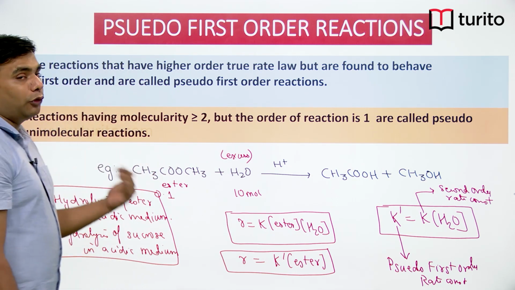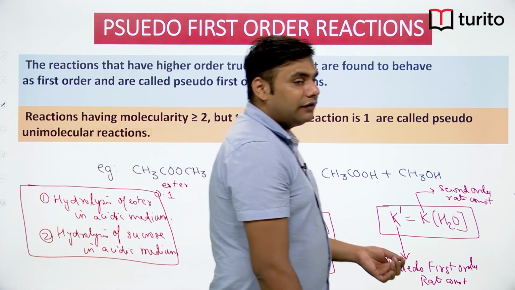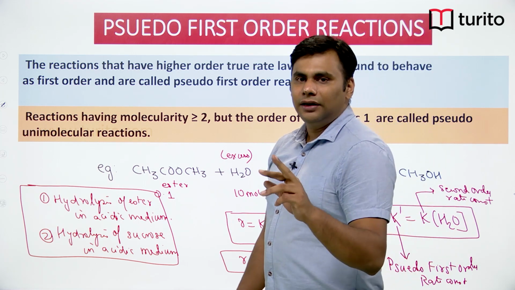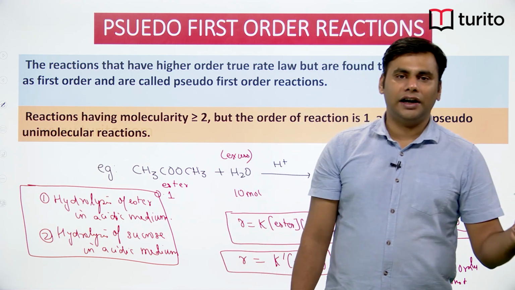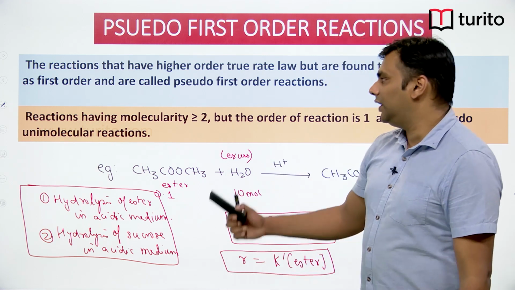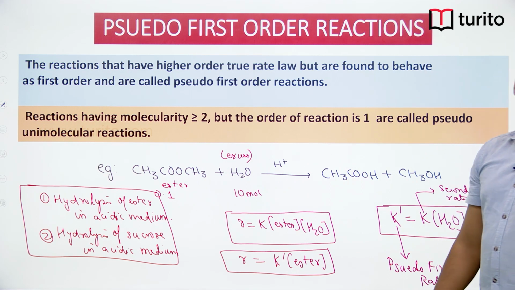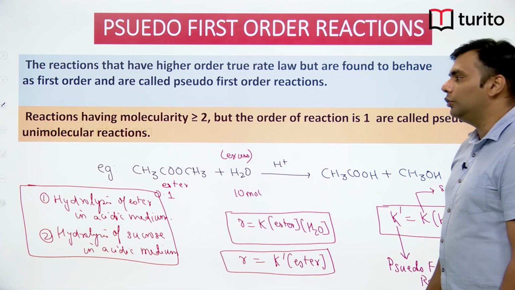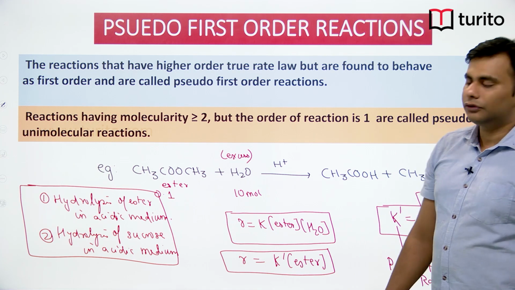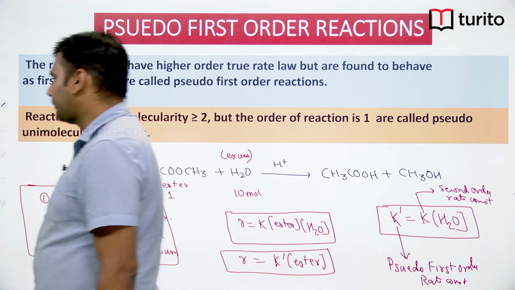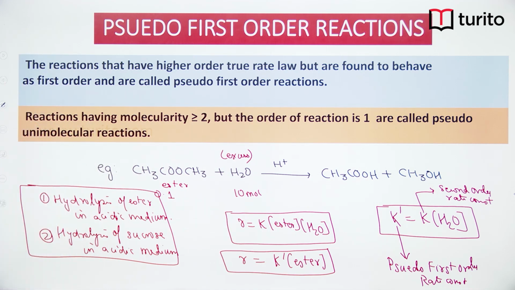Basically, molecularity is always defined for an elementary reaction, which means two reactants are colliding with each other. Because it is an elementary reaction, the order should also be 2. So if any reaction has molecularity greater than or equal to 2, but the order of reaction is 1, it means that it is a pseudo unimolecular reaction. I hope this is clear to everyone. Just write it down quickly. We'll do some solving on this as well.